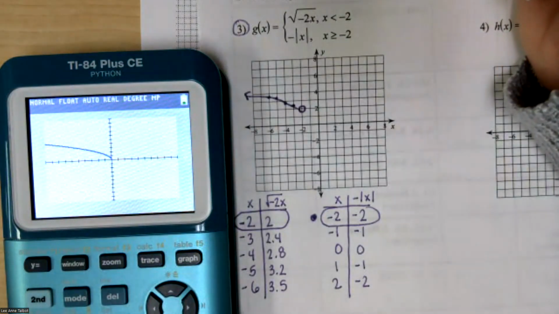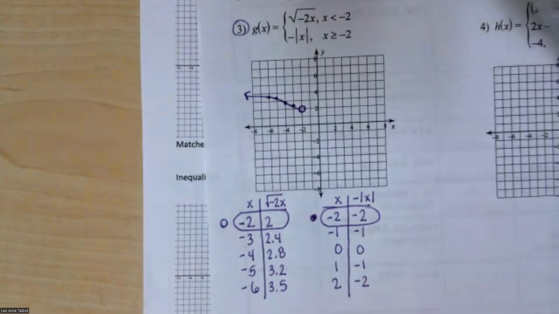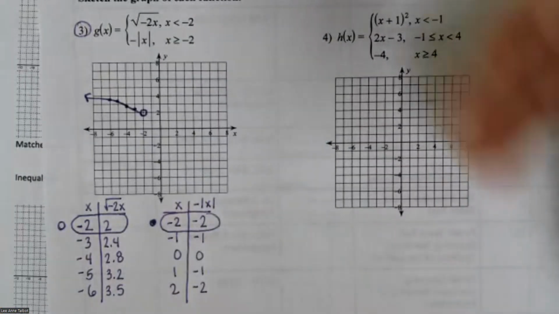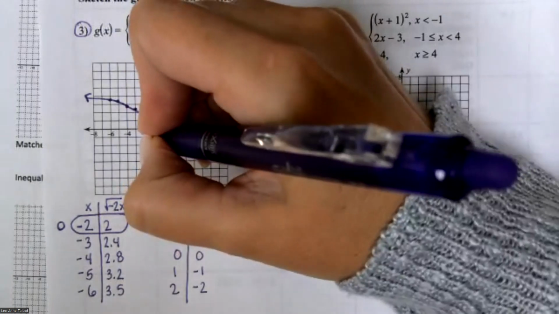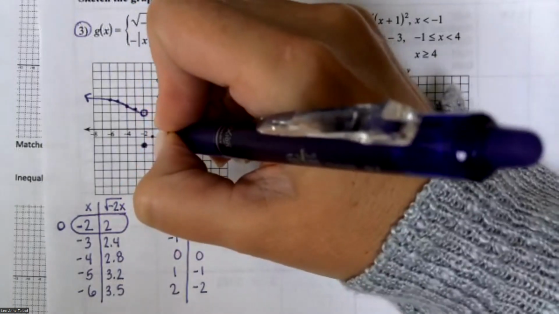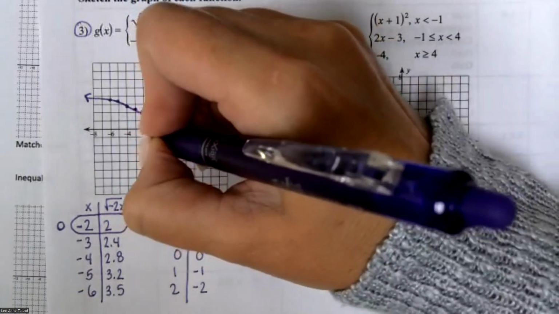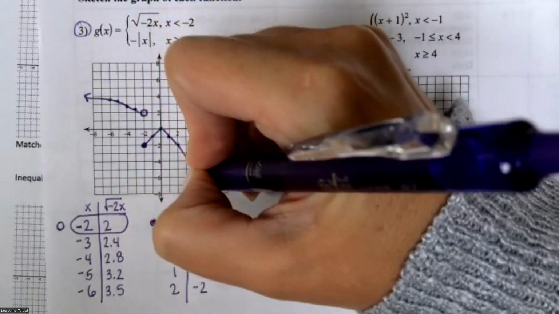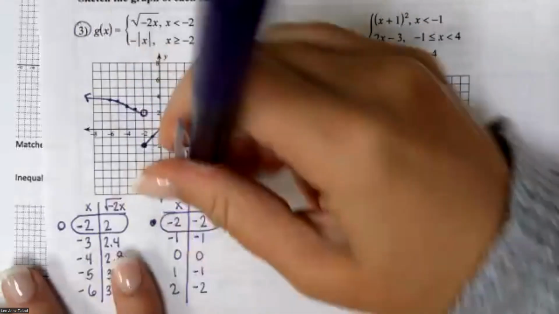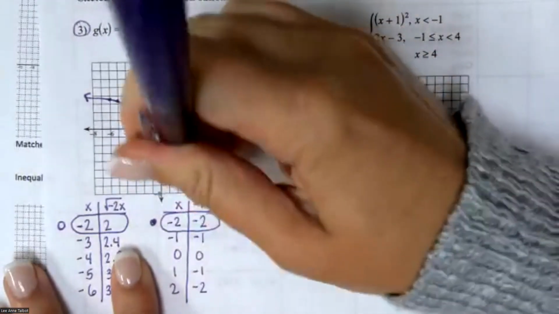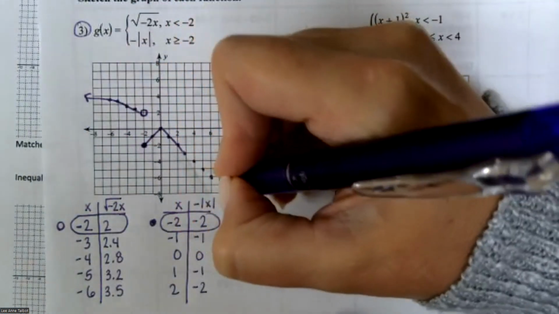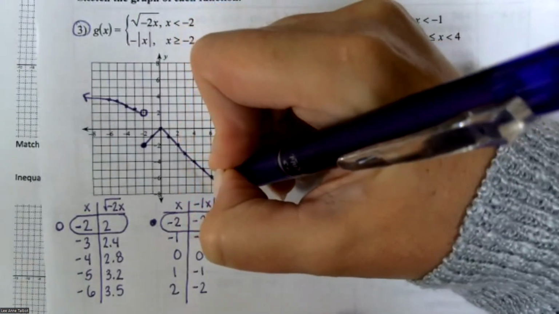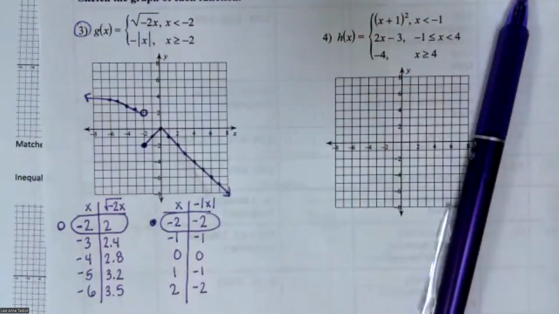Look at that so I can see what's happening a little bit. Two, negative 2, closed. Done.